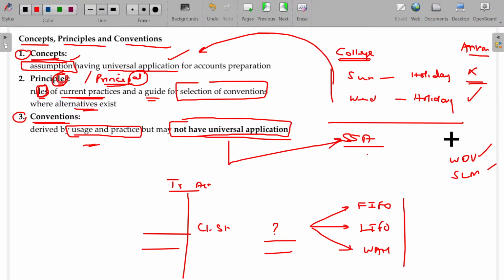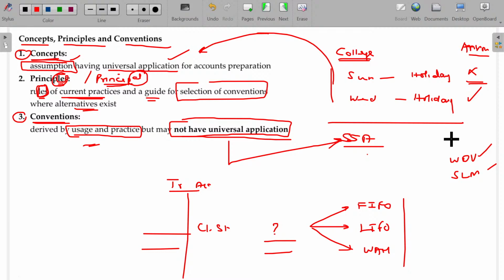Hope you will now be able to understand the 3 terms here. What are they? Concepts, principles, and conventions. Concepts have universal application, also assumption. And conventions do not have universal application, but selected companies can follow them based on their earlier years' practice. And principles are nothing but rules when we have alternatives to be chosen.